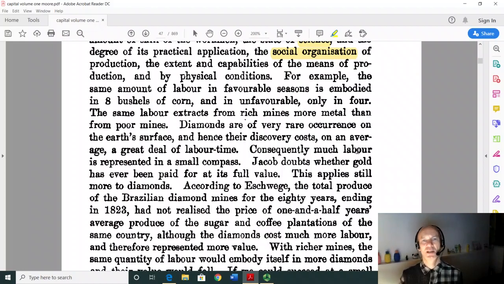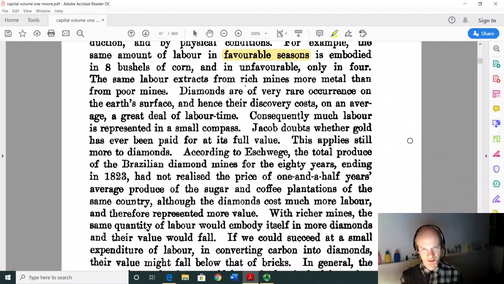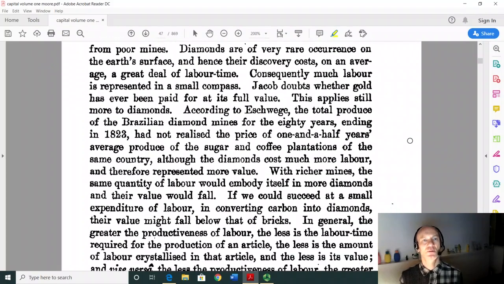So the same amount of labor in favorable seasons, again, this is another element of contingency that comes in: seasons, what kind of harvests you have, etc. If you have a favorable season, then you will produce more corn with less work. So you have all these factors going in there. Same with metals and mines, diamonds, etc. So we can kind of jump through this.